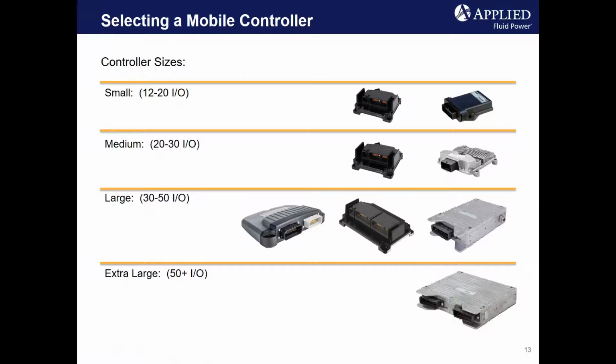As you can see in the categories below, typically there's what we consider our small category, which is between 12 and 20 I/O. Then you move up to a medium, and sometimes the physical size of the unit is really unchanged, and that's somewhere in the range of 20 to 30 I/O. Then you move into a larger category of 30 to 50, and then you get into extra large, which are fairly big size controllers at 50 plus I/O.